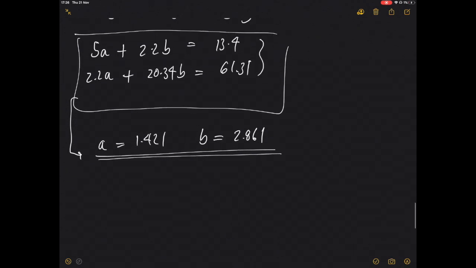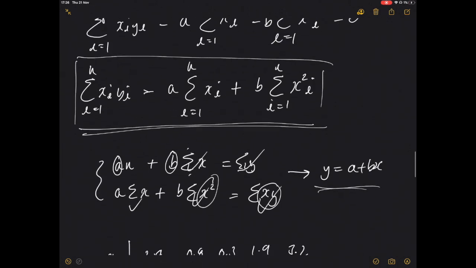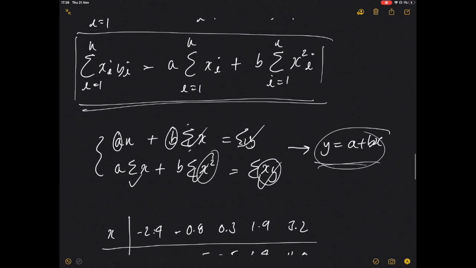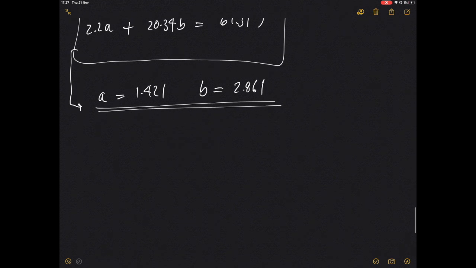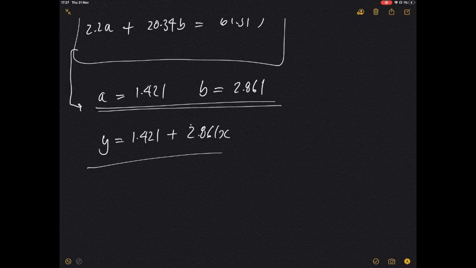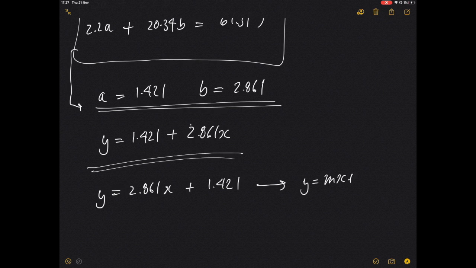So now we can put this back into the original form which we started with, y equals a plus bx. That'll be y equals 1.421 plus 2.861x. Or maybe we want to write it in y equals mx plus c, so y equals 2.861x plus 1.421, and that is in the form of y equals mx plus c.